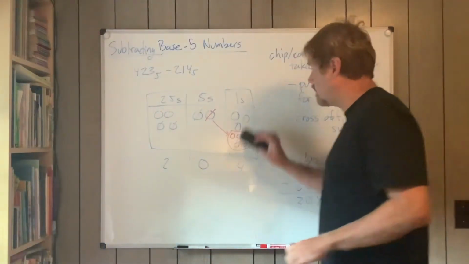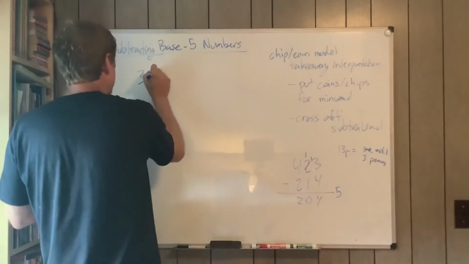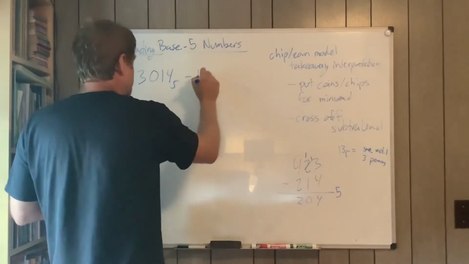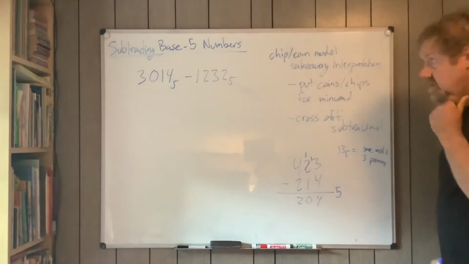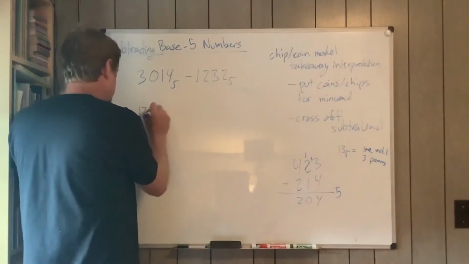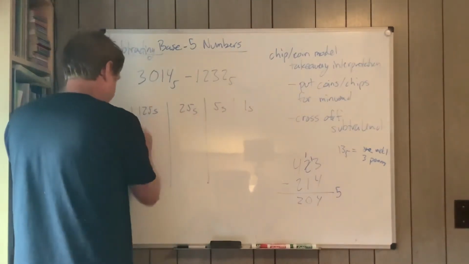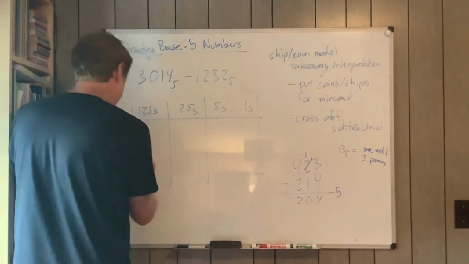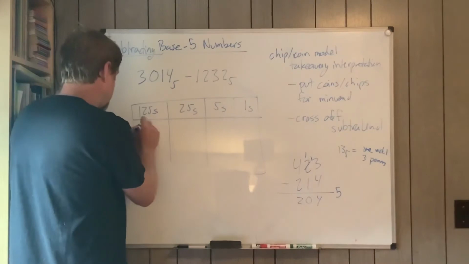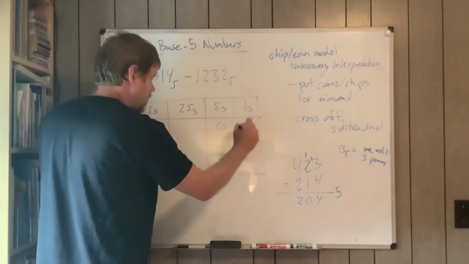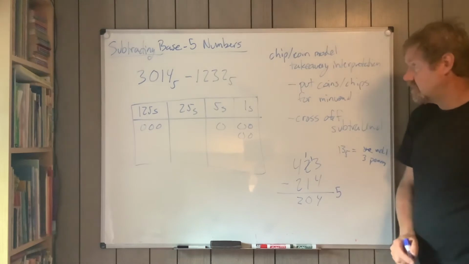All right, let's do one more. Let's do a little bit bigger one. 3014 base 5 minus 1232 base 5. Okay, so I'm going to introduce my little 125s this time. So I have 4 columns. Got that. Again, I'm only going to do the minuend up first. Okay, and then I want to cross this off.